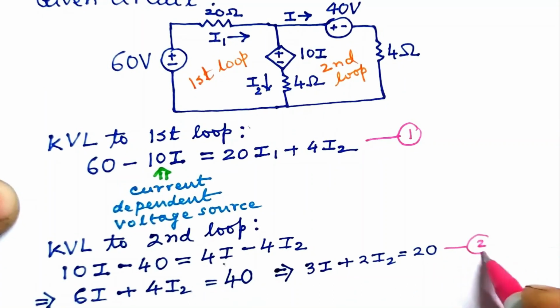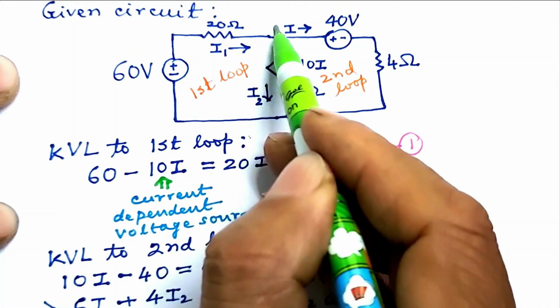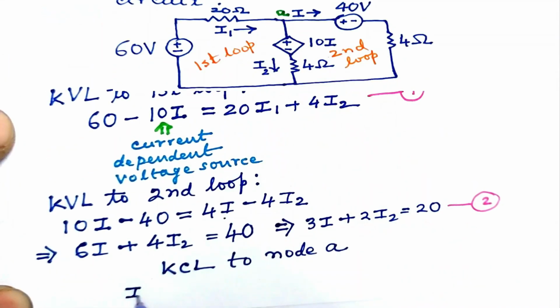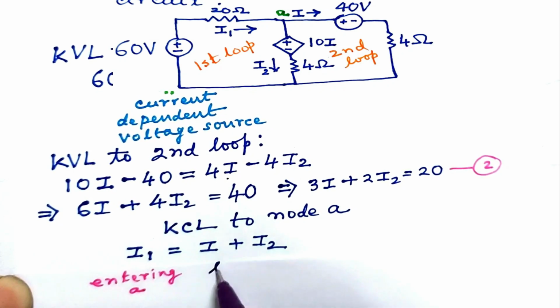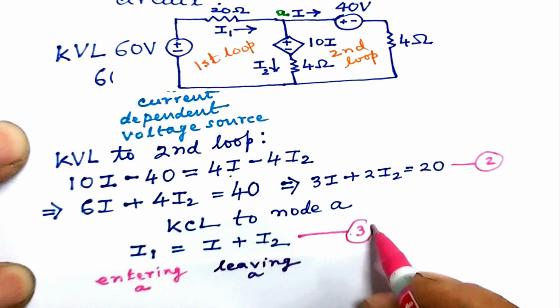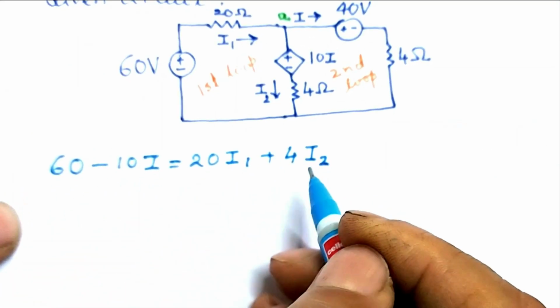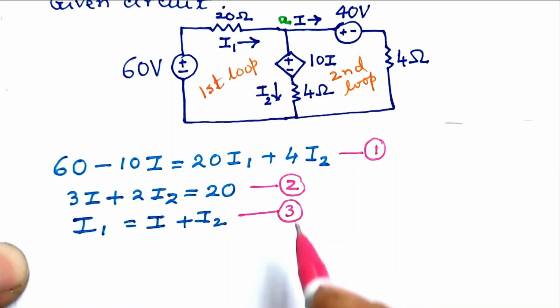call it equation 2. Apply KCL to node A, and A is this node. We get I1 equal to I plus I2, where I1 denotes current that enters the node A, and the currents I and I2 are leaving node A. This is equation 3. Let us write the three equations, equation 1, equation 2 and equation 3 at one place with the aim of solving them.